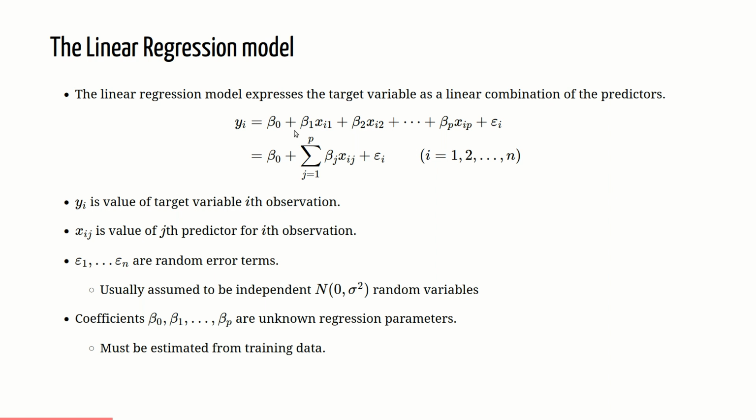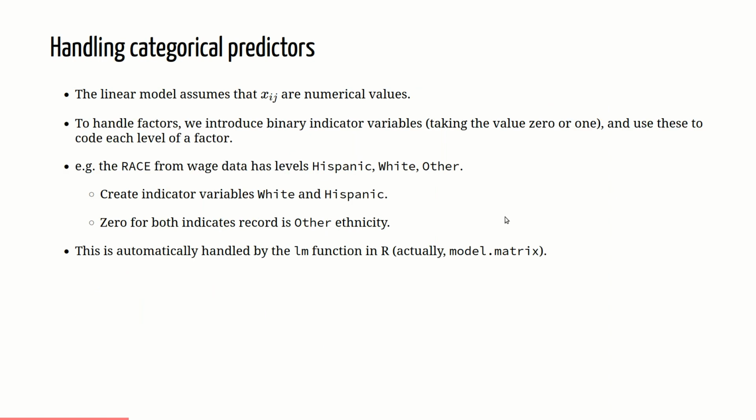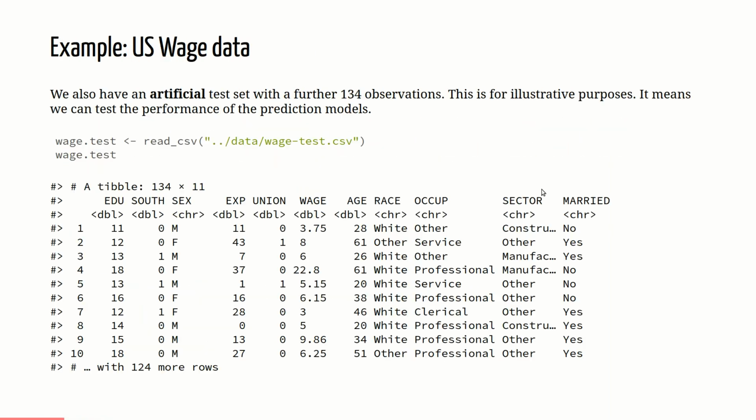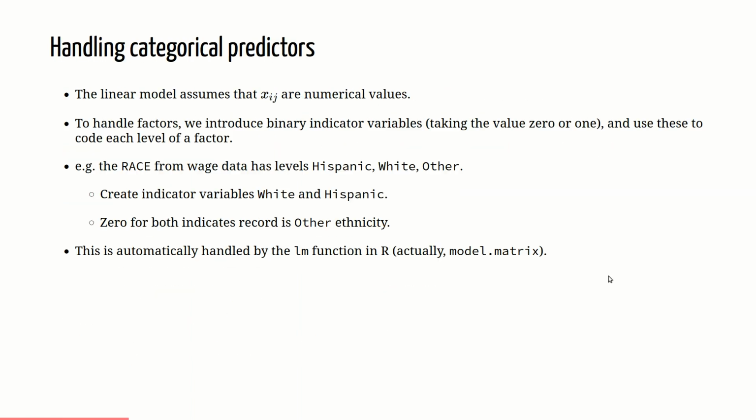So the betas are our unknown coefficients that we estimate using the training data. One thing to note is that all these x's in here are numeric, and of course in our data we had some categorical variables back here, right? So we put these into the model by encoding those categorical variables using binary indicators. This is sometimes called dummy encoding.